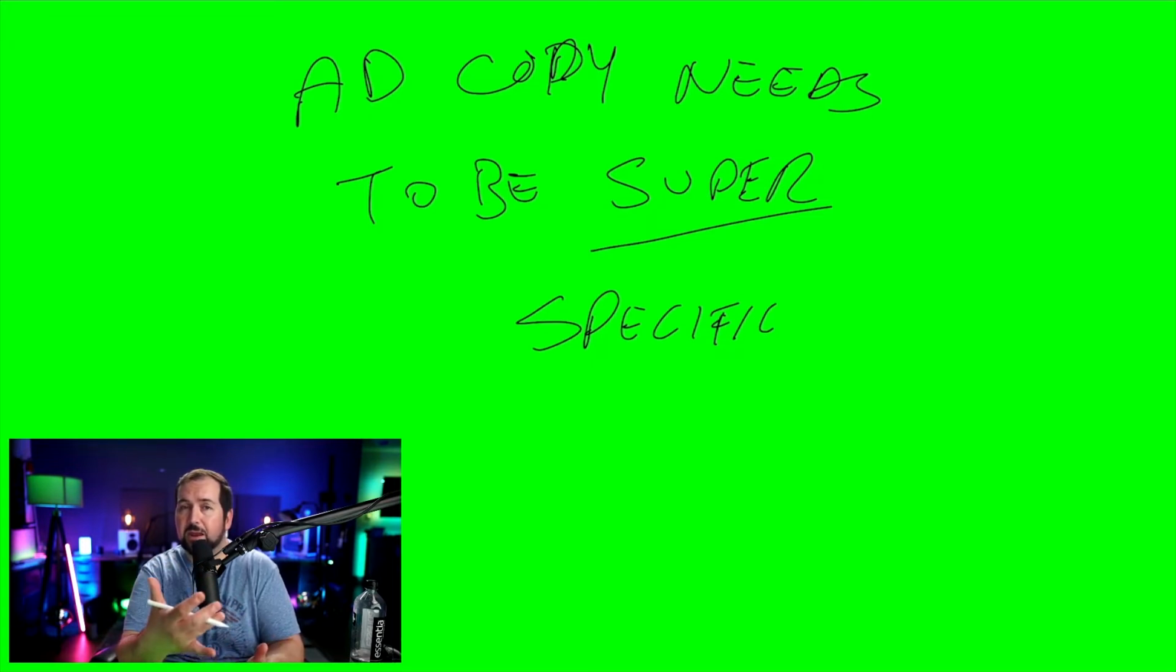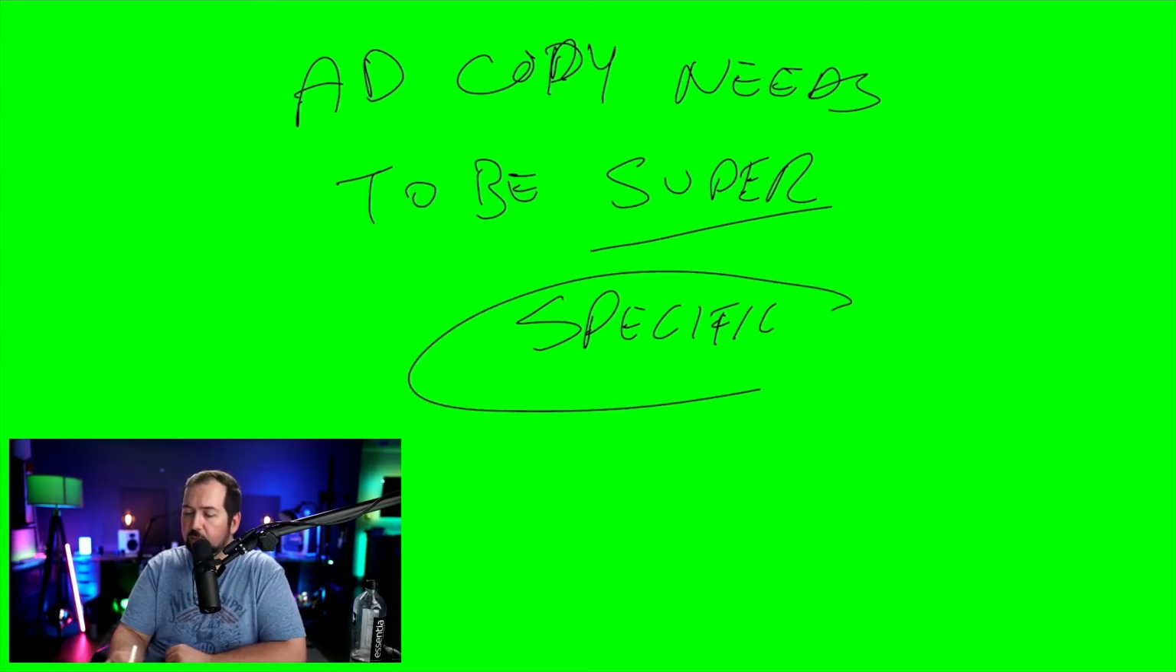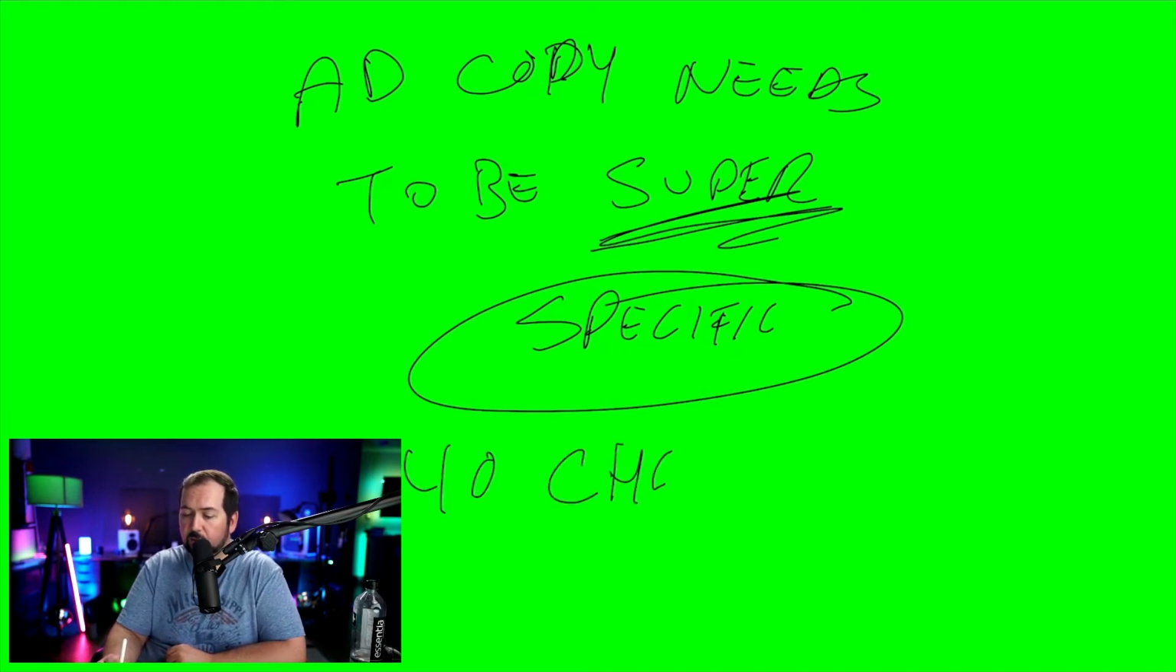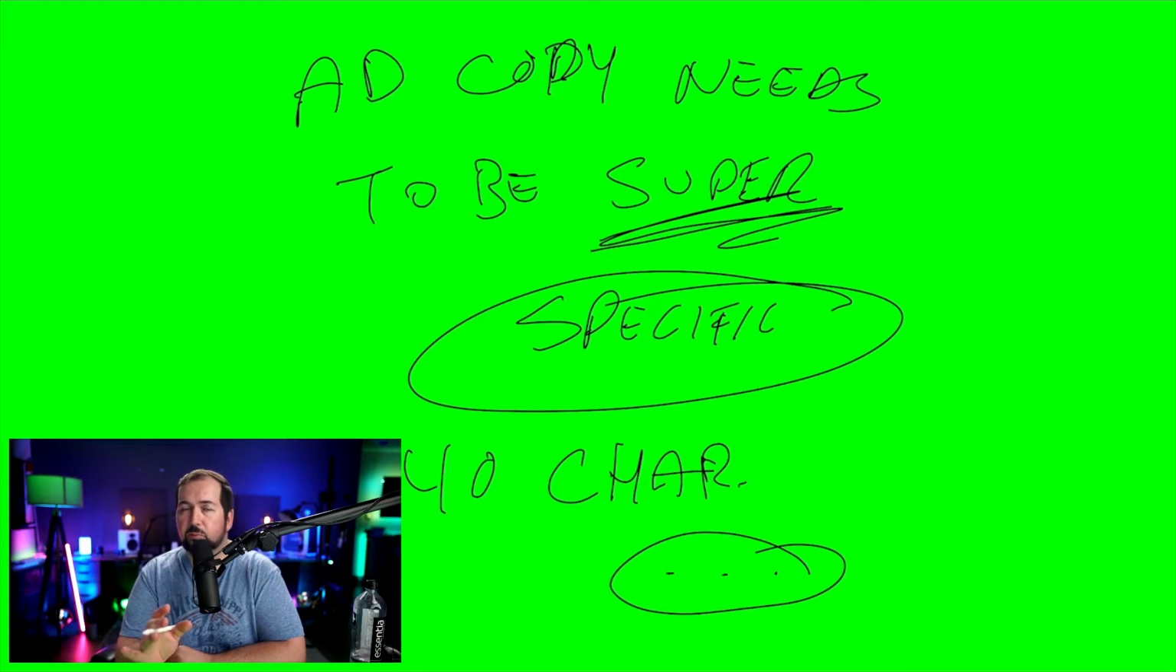Because if they're not clicking on anything, then what's the point? What are you even doing, right? So it needs to be super, okay, super specific. And like I mentioned, under 40 characters, right? Because once it goes over 40 characters, that's where you start getting the dot, dot, dots, okay? And we generally try to stay away from the three dots. So we want to be under 40 characters, okay?